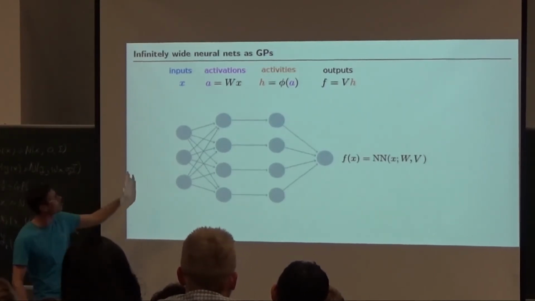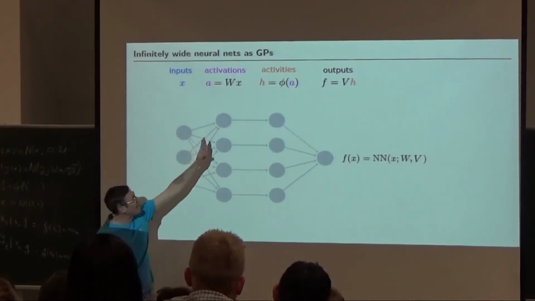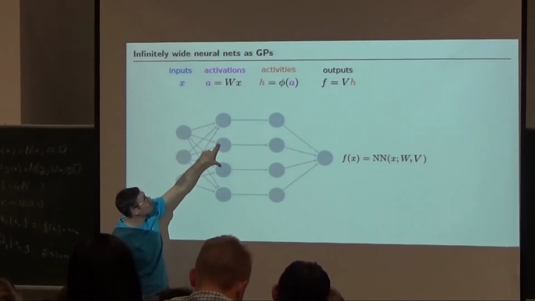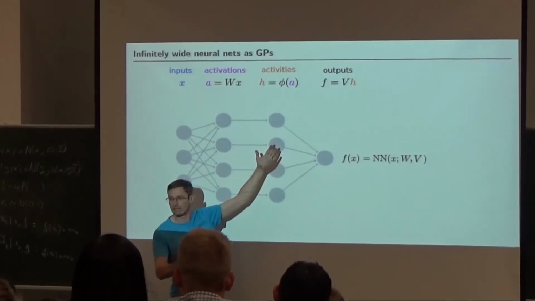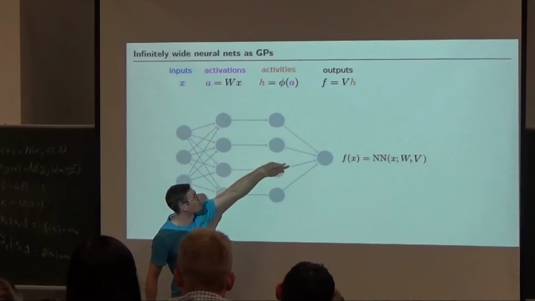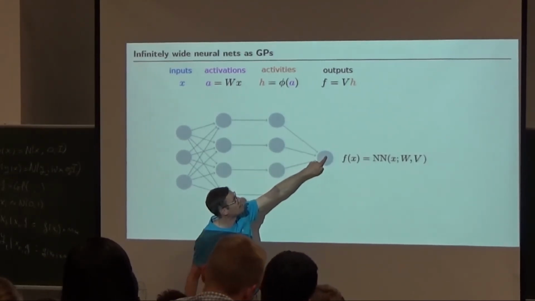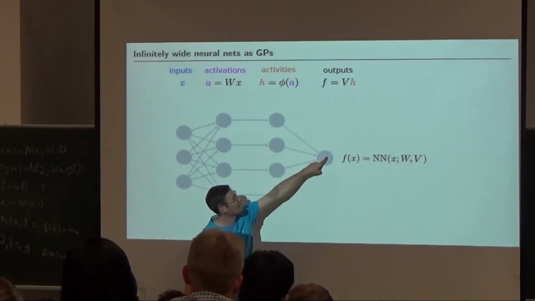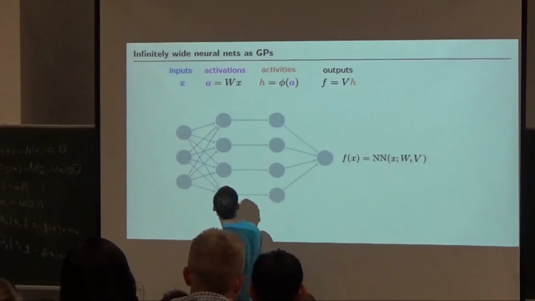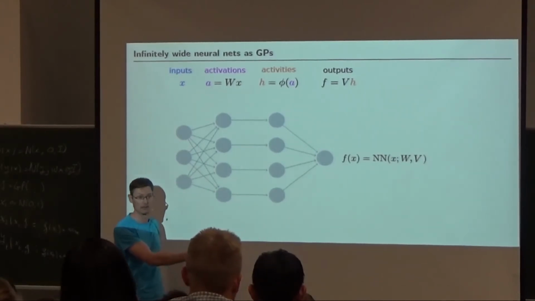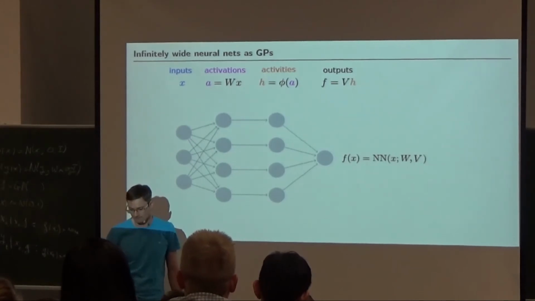So here is a multi-layer perceptron with inputs X, activations, which are just a linear transform of the inputs, which you then apply pointwise nonlinearities to, like a ReLU or a tanh or a softplus, whatever you want to put in here, and then you linearly combine those hidden units in order to get an output F. This defines a normal multi-layer perceptron, in this case with one hidden layer. This is exactly a regular single hidden layer neural network.